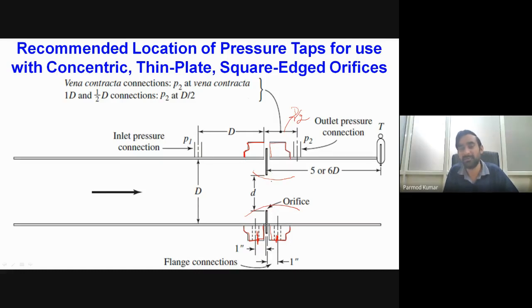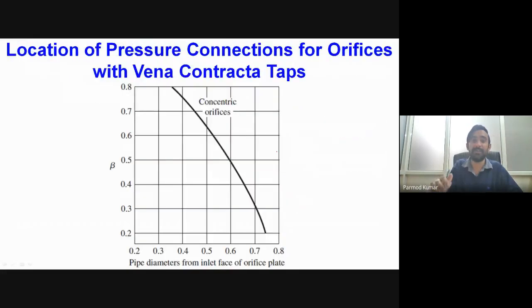Immediately downstream of the orifice plate, we have convergence of the flow, and we get the minimum flow area. This minimum flow area and the location at which it occurs is referred to as the vena contracta. So we can employ our pressure tap exactly at the location of the vena contracta. That is the third configuration recommended for employing pressure taps across the orifice plate. But depending upon the flow conditions or the expansion ratio, we will have different locations for the occurrence of the vena contracta.